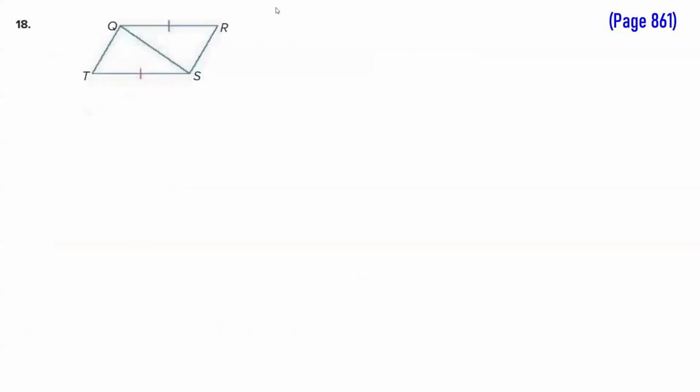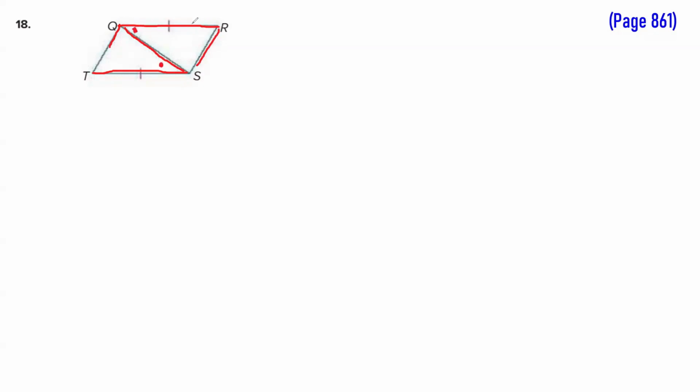Next, let's look at that question and check if I can use any of these methods. Well, QS, as you see here, is a common side between these two triangles. And that side, QR, is congruent to the side ST. And that's it. There is no information whether these two sides are congruent. No information if this angle here is congruent to this angle here.